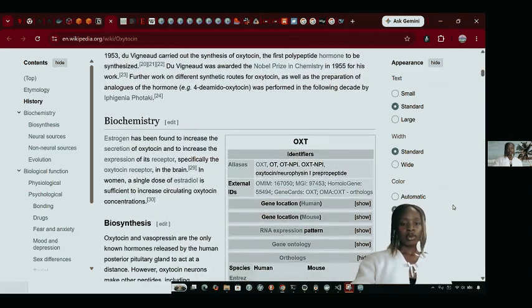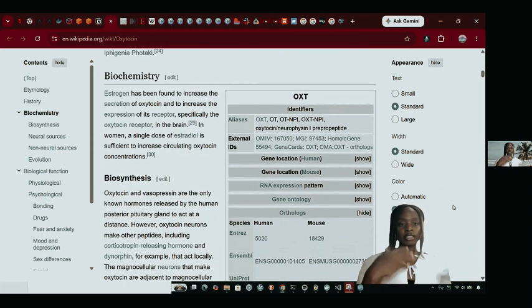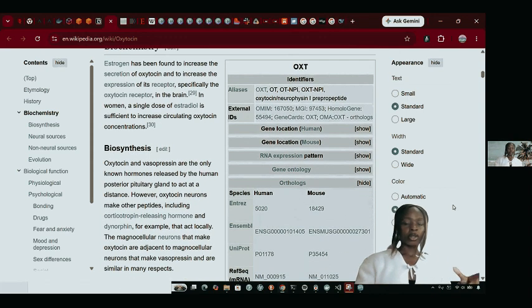Yeah, so estrogen stimulates the secretion of oxytocin and it also increases the expression of its receptor. So estrogen and oxytocin have a co-thing going on. Also, another thing I noted was oxytocin and vasopressin are the only known hormones released by the human posterior pituitary gland to act as a distance.